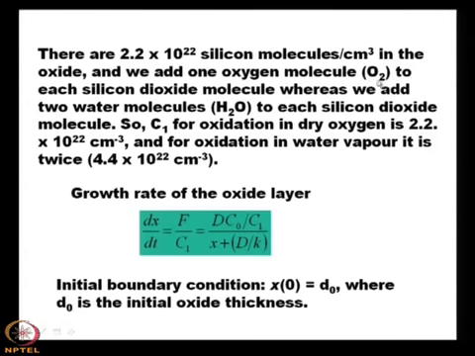Because oxygen is diatomic, it is O2. Here in a water molecule only one atom of oxygen is there. So, to make one oxygen molecule there must be 2 water molecules. So, this 2.2 x 10^22 will be 4.4 x 10^22 per cubic centimeter if the oxidation takes place due to water vapor. So, the C1 value for dry oxygen and for wet oxygen is different, it is twice, because of the oxygen diatomicity.